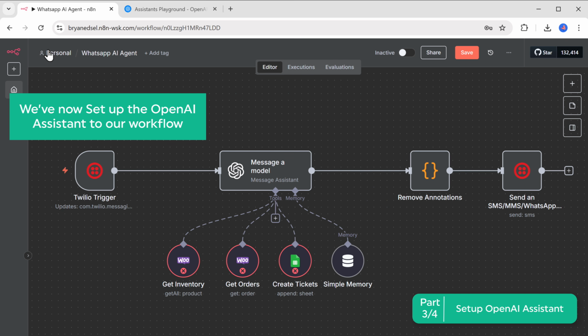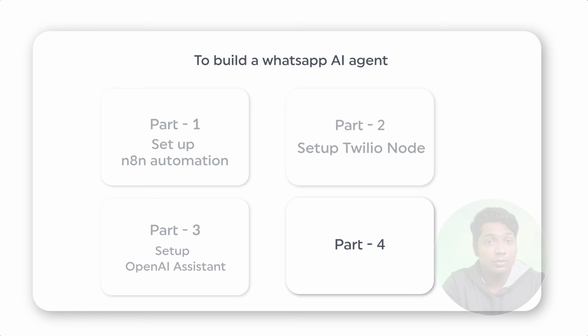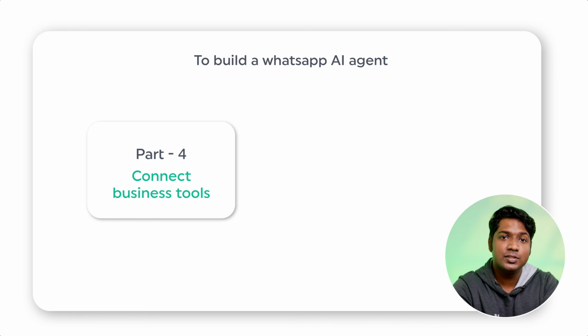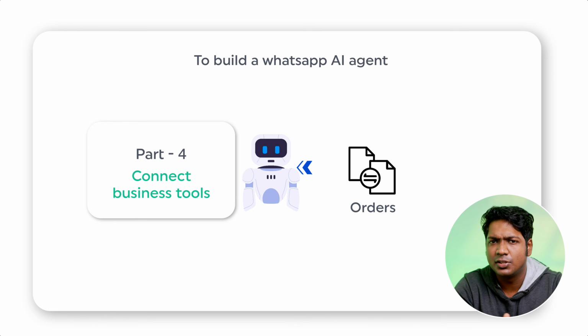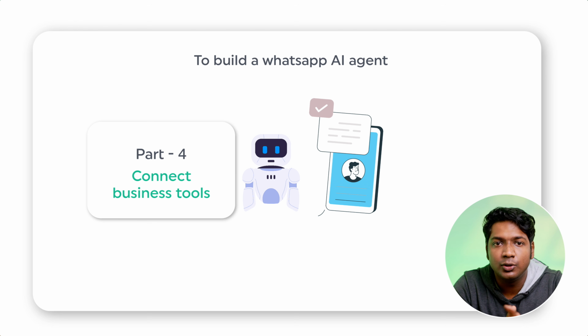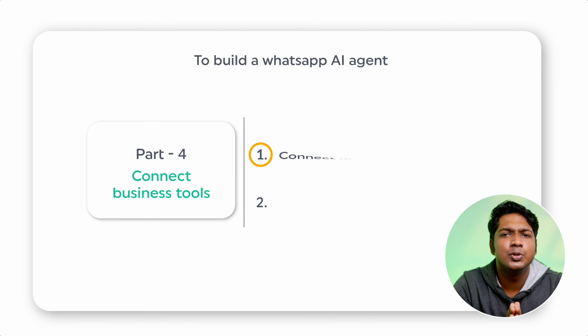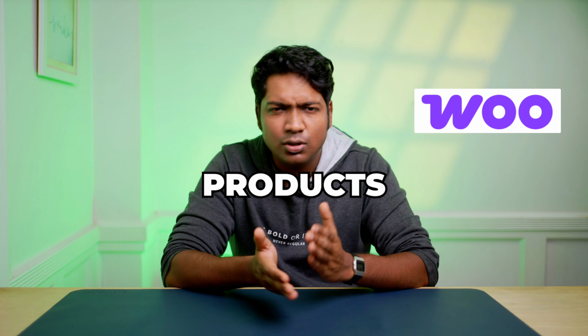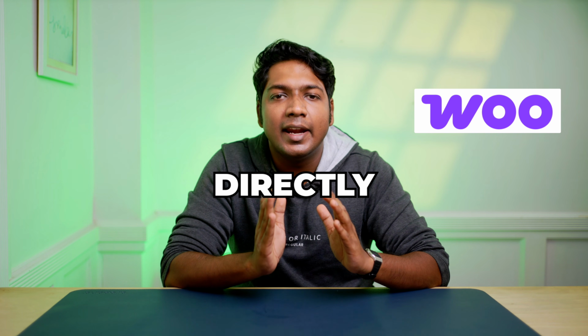And that's it. We've now set up the OpenAI assistant to our workflow. Now let's move on to the next part, which is to connect the business tools. In this part, we're going to see how the assistant pulls real data, such as orders, and uses it while responding to customers. So the first step is to connect WooCommerce. Once you connect with WooCommerce, the AI agent can check the products, orders, and the inventory directly from your store.